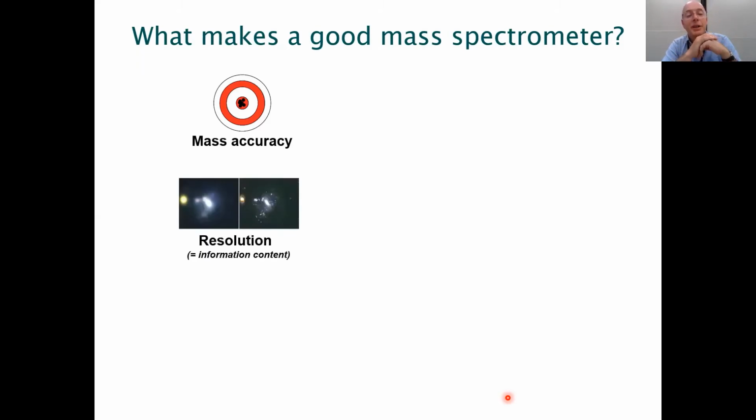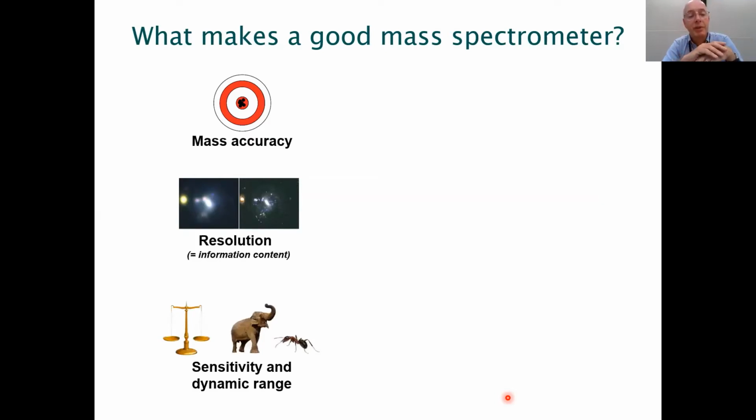Related to mass accuracy is resolution. These two things, mass accuracy and resolution, generally go hand in hand. Resolution is the ability to separate peaks. And the more peaks you can separate in your mass spectrometer, the greater the resolution and the greater the information content.